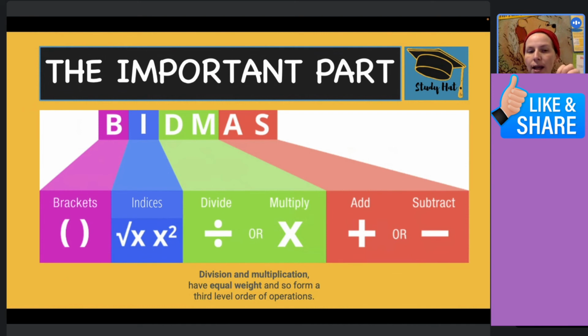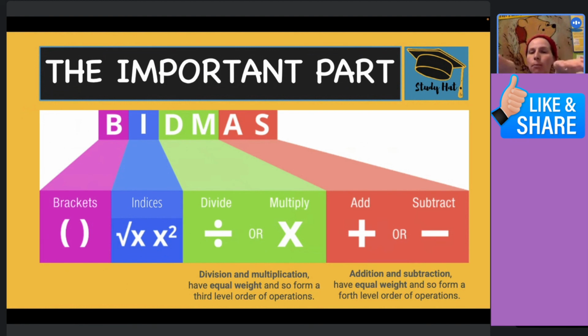Just to clarify, division and multiplication have equal weight. That means not that they weigh the same and there's a weight that they have, a physical weight, but it means that they have equal importance. So divide and multiplication both have equal importance, so that's why you do them together. Okay, same with addition and subtraction. They have equal importance. So you would work from left to right in order to work those out.